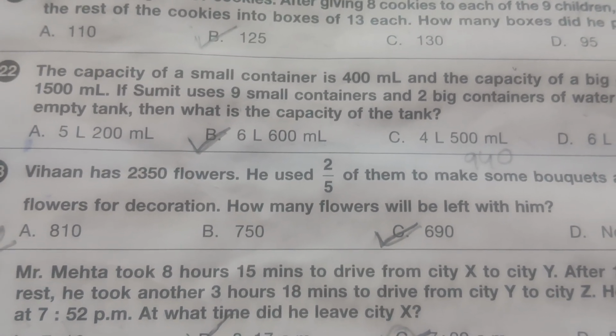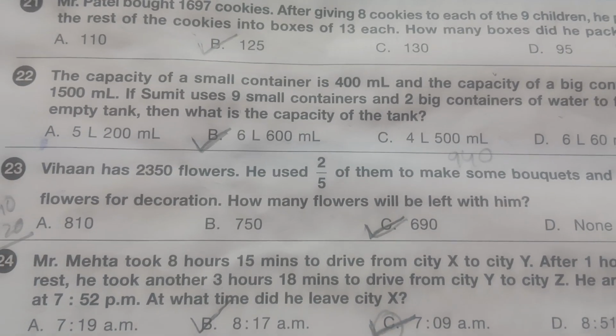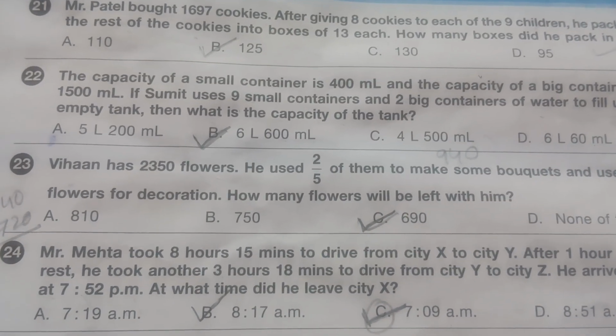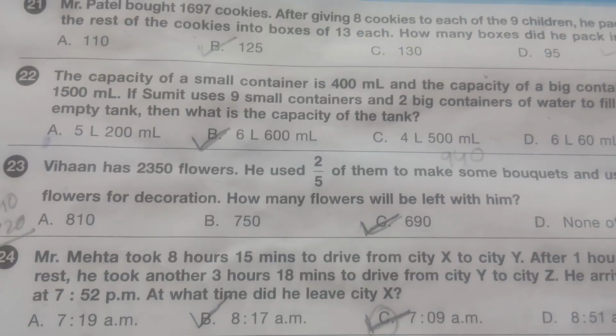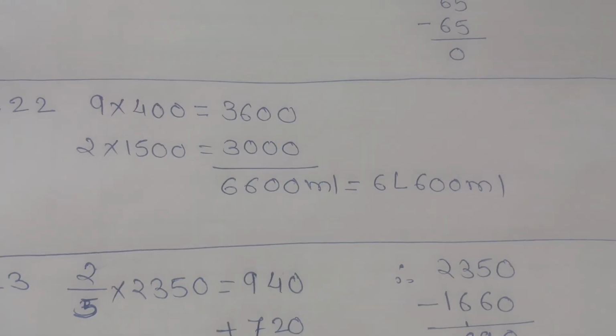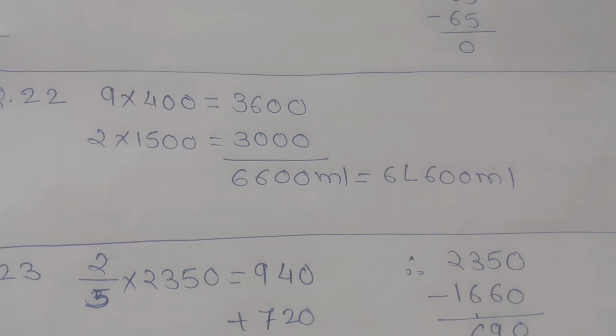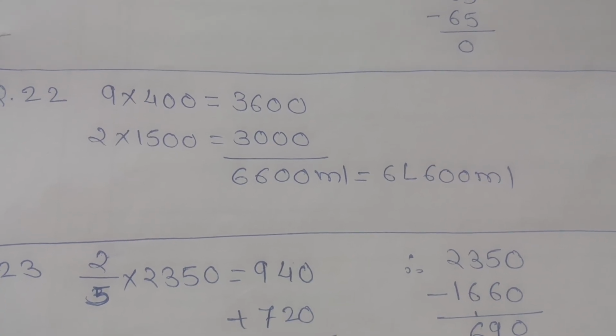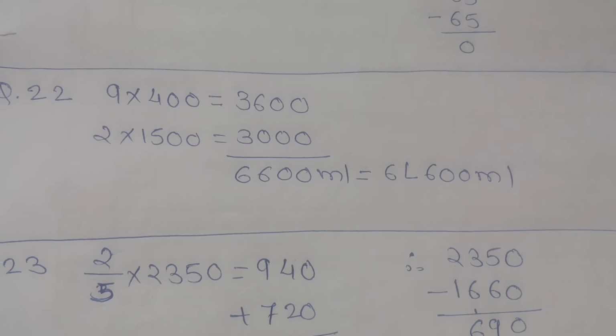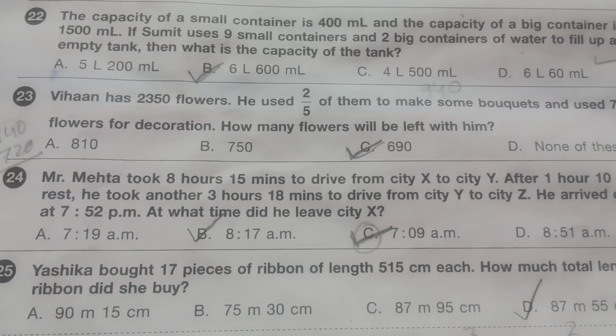The capacity of a small container is 400 ml and the capacity of a big container is 1500 ml. If Sumit uses 9 small containers and 2 big containers of water to fill up the empty tank, what is the capacity of the tank? To calculate this, first multiply 400 by 9 and 1500 by 2, and adding these two we get the answer 6600 ml, which is equal to 6 liters 600 ml. Option B.